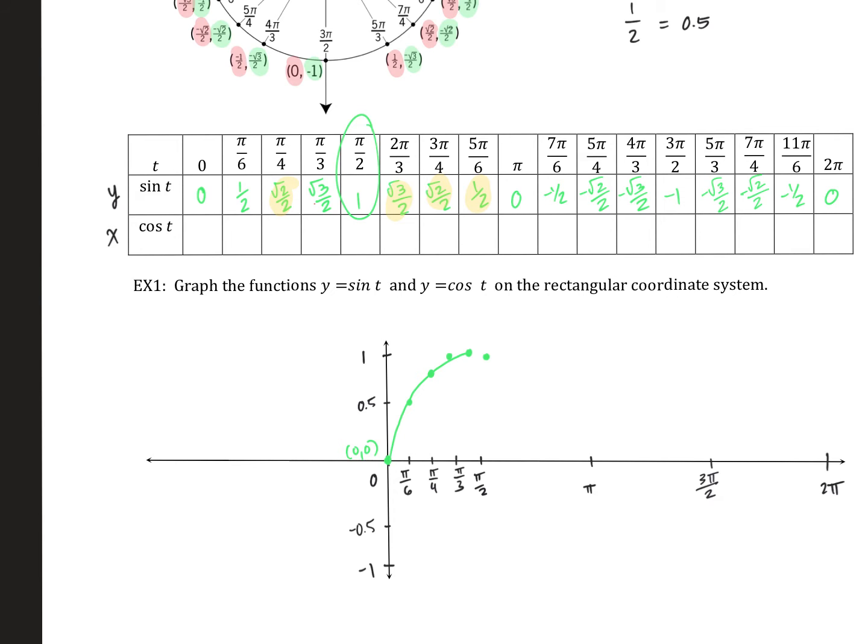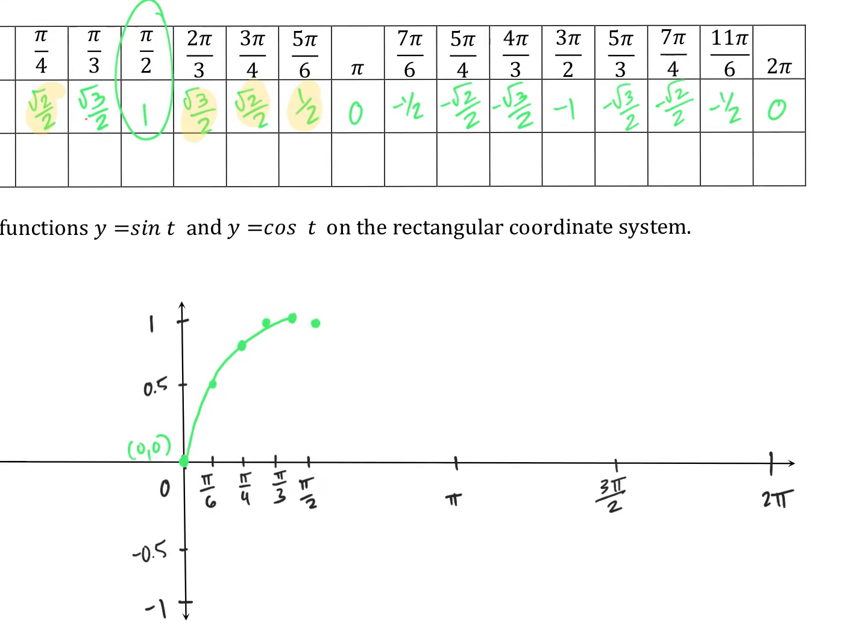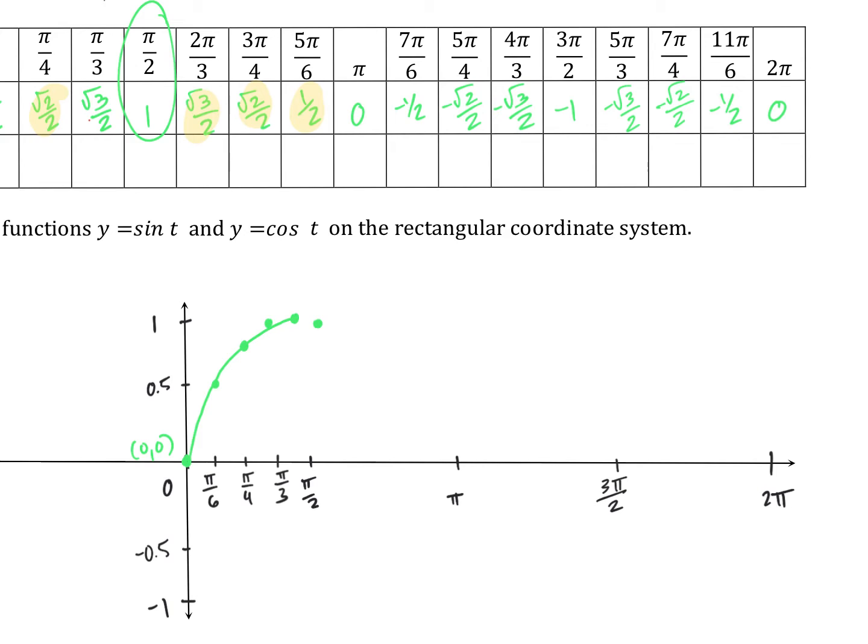So let me go ahead and write in these values here. So after a half, we have 2 pi over 3, 3 pi over 4. Once again, this is just a sketch. 5 pi over 6, and then pi. And then 7 pi over 6.